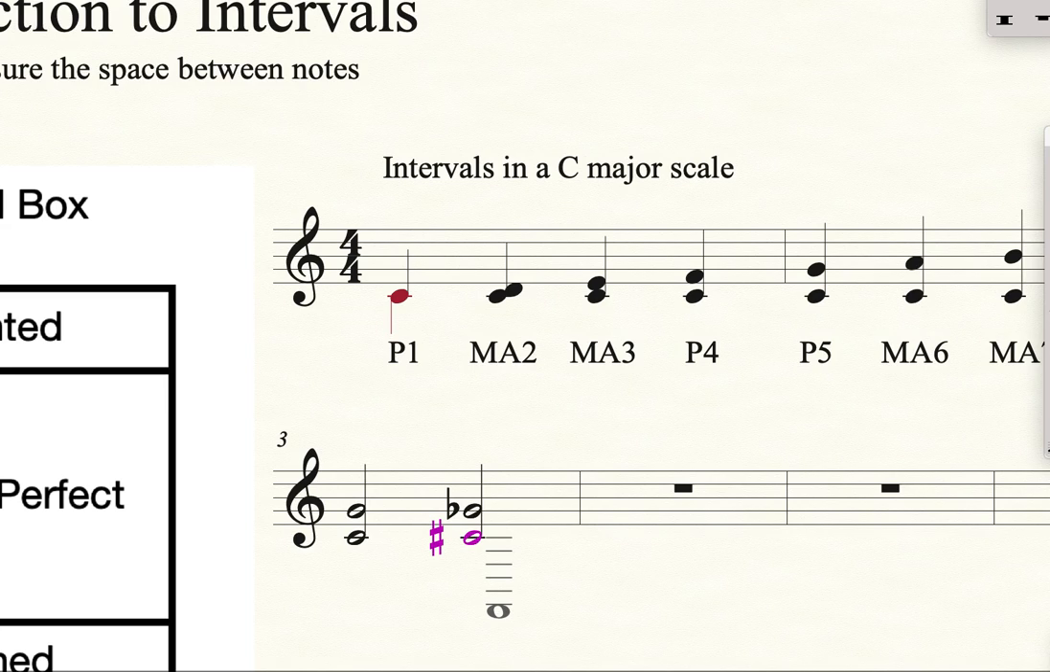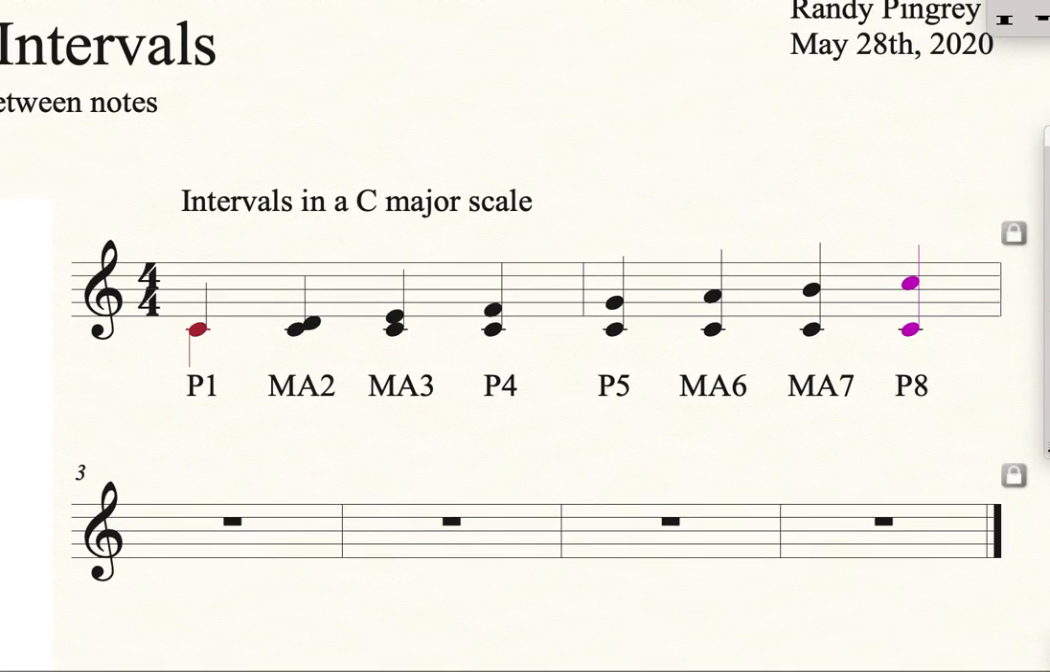Now, the quality part of an interval helps us be more precise. C to G sounds much different than C to G flat. And so the quality part of an interval helps us differentiate between those two sounds. So the best way to get started with figuring out quality is by memorizing a small set of intervals and then understanding the difference between similar intervals.